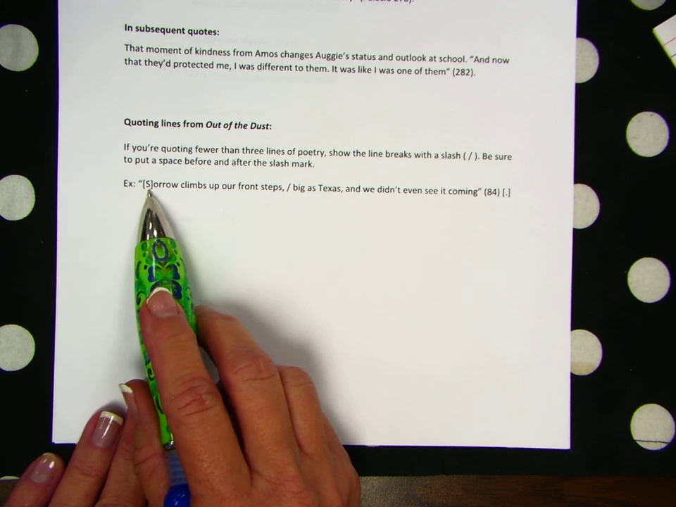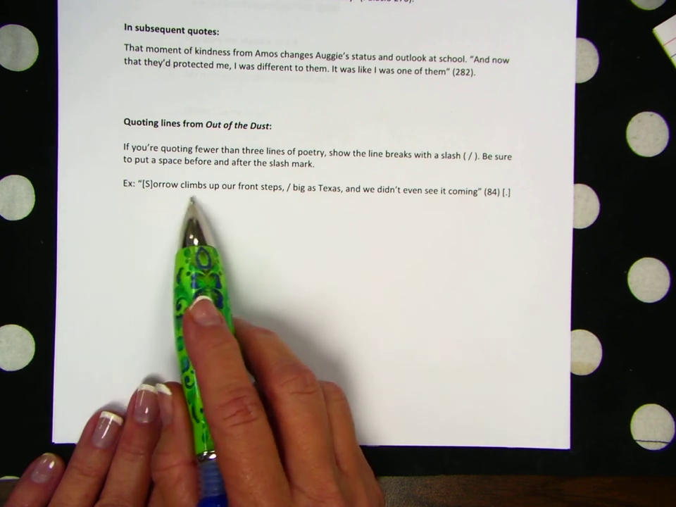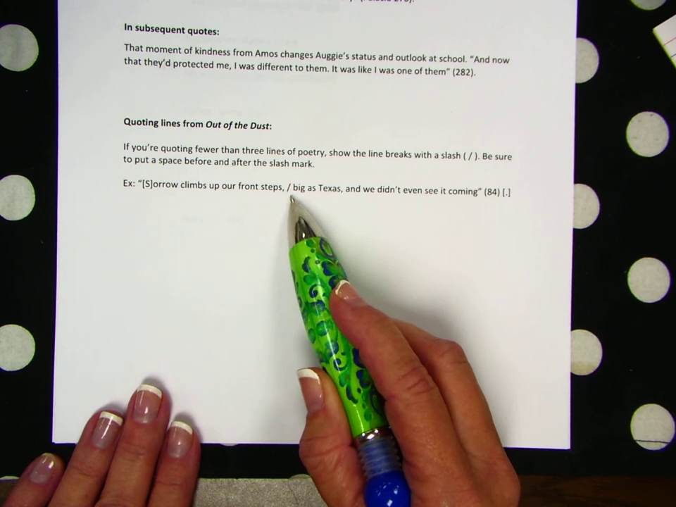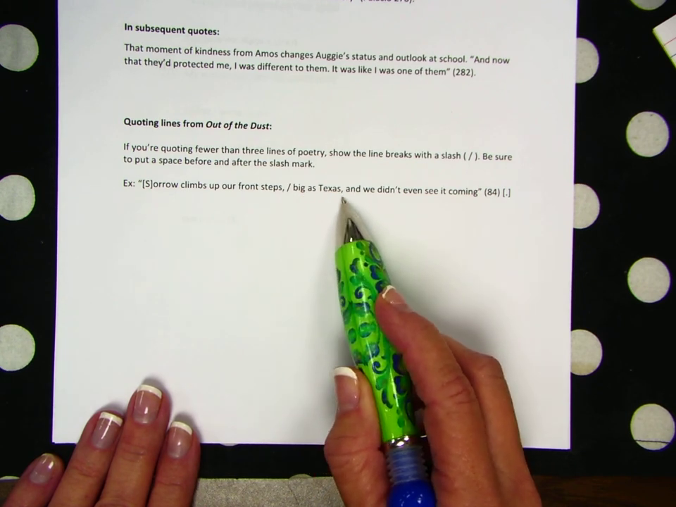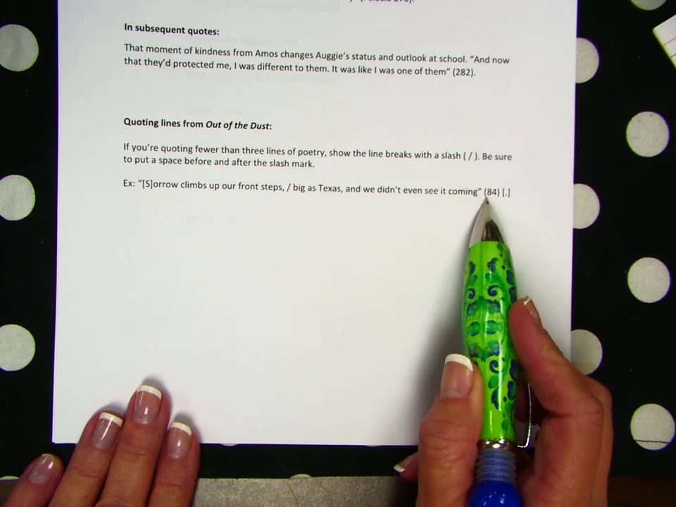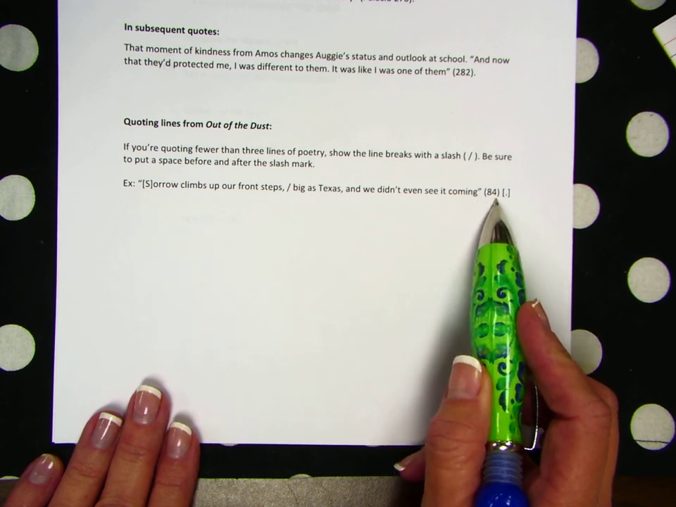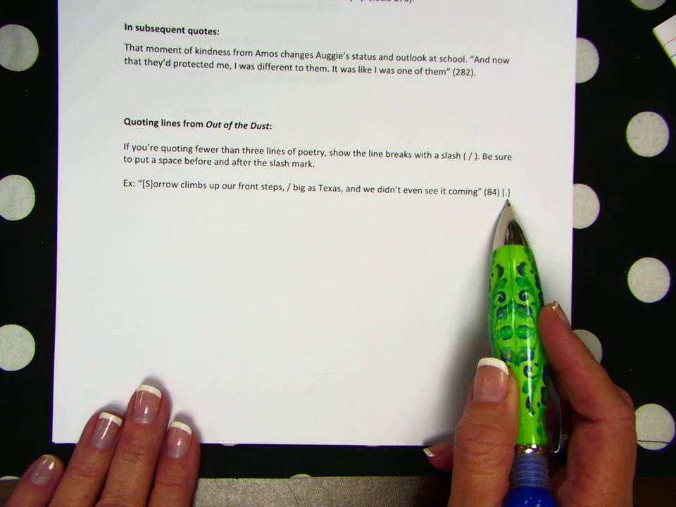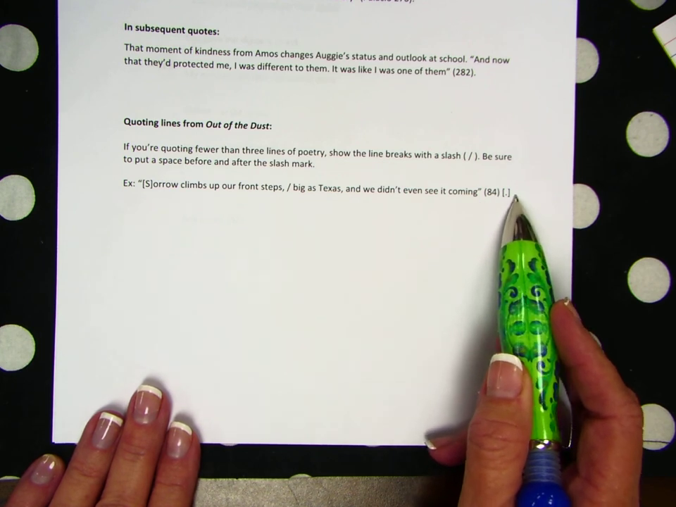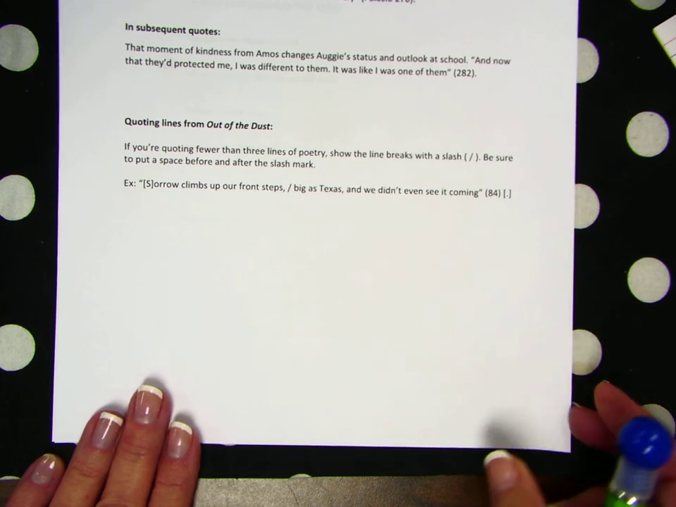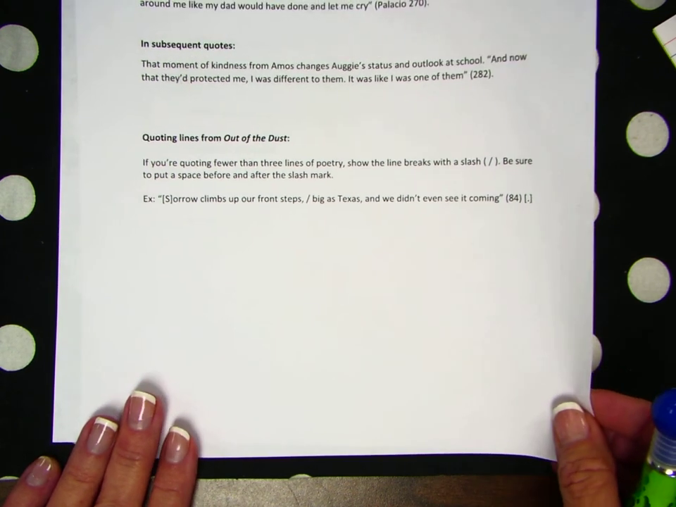Quote, bracket, capital S, sorrow climbs up our front steps, comma, space, slash, space, big as Texas, comma, and we didn't even see it coming, end quote, parentheses, 84, that's the page it's found on, and I'm putting that period in brackets because it's not technically the end of a sentence. I'm changing it to be the end of a sentence for my purposes. So again, when we make changes, we put them in brackets, even if it's something as small as punctuation.